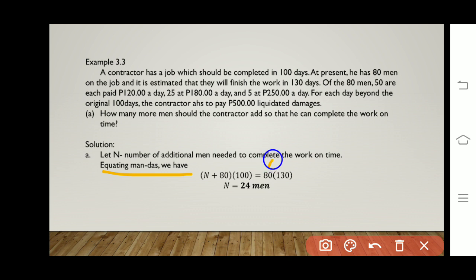So, di ba yung 80 men, kaya niyang matapos within 130 days. So, anong gagawin naman natin dito sa kabila? Dapat sa 100 days, matapos yun ng n plus 80 men. So, perform nyo lang yung mathematical operation. So, we have n is equal to 24 men. Yung kailangan na additional workers para matapos yung job within 100 days.